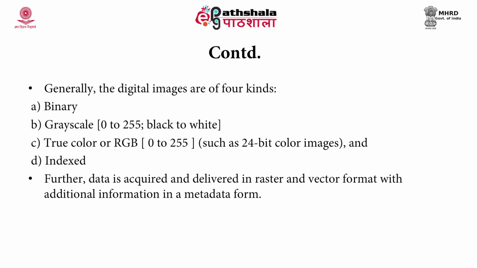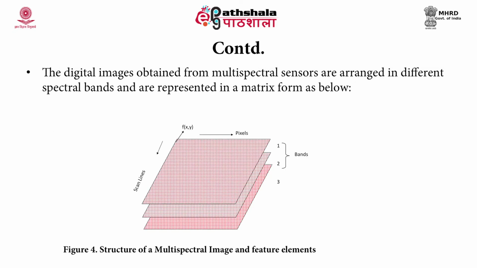Further, the data is acquired and delivered in raster and vector format with additional information in a metadata form. The digital images obtained from multispectral sensors are arranged in different spectral bands and are represented in a matrix form as shown below. For example, you can see the scan line, the pixels and the 3 bands that make up the composite in a multispectral image.